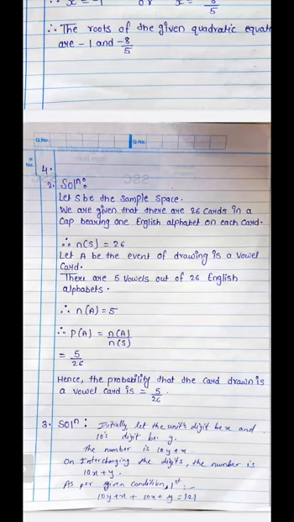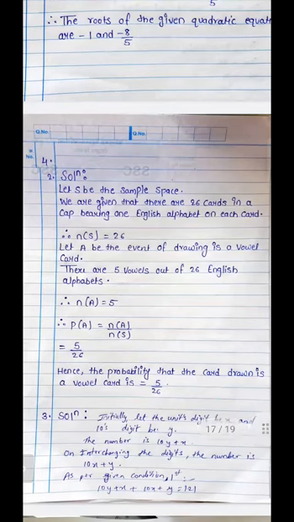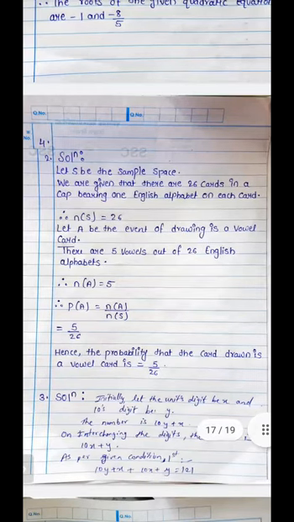You know that there are 26 English alphabets. So n(S), that is number of sample space, will be 26. Let A be the event of drawing a vowel card. So you know that there are 5 vowels in English alphabets. So there are 5 vowels out of 26 English alphabets. Therefore, n(A) is equal to 5. So probability will be P(A) is equal to n(A) upon n(S), which will be equal to 5 upon 26. So we can't reduce this, so it will be 5 upon 26 itself.